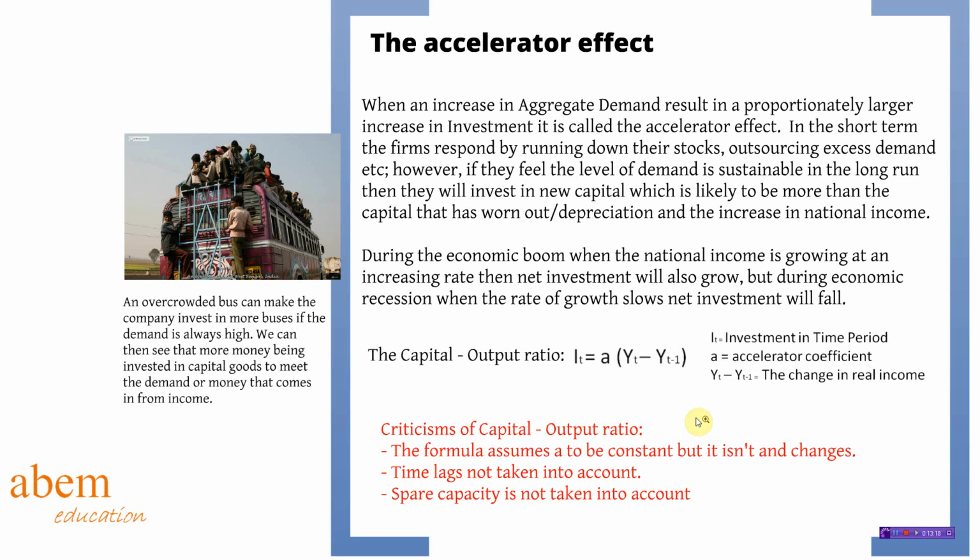In criticisms of the capital output ratio, the formula assumes A to be constant, but it isn't and changes because it depends on the productivity of people. Then time lags are not taken into account in this formula, though we've spoken about income, current income less income in the previous year. Spare capacity is not taken into account. Again, as I explained over here, the firm will first reduce their stocks. They'll probably outsource their excess demand, or maybe they might even ask workers to do overtime or an extra shift.